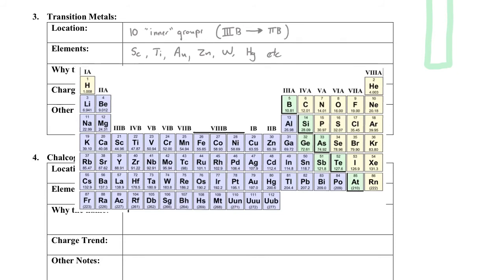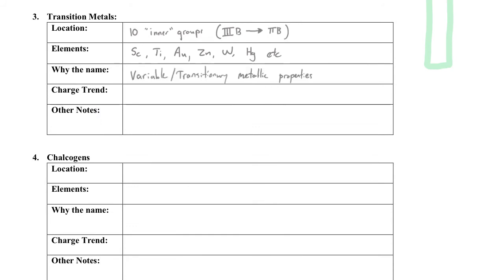Needless to say, there are a lot of elements in this group, so we're not going to list them all, but here are a few examples. We have scandium, which starts the group 3B block of the transition metals, and then we also see things like titanium, gold, zinc, tungsten, and mercury. Now, why do we refer to these elements as transition metals? As you learn more about what makes a metal, you'll find that many of these elements also share those metallic properties. However, they're variable and transitory between the different elements in this group.